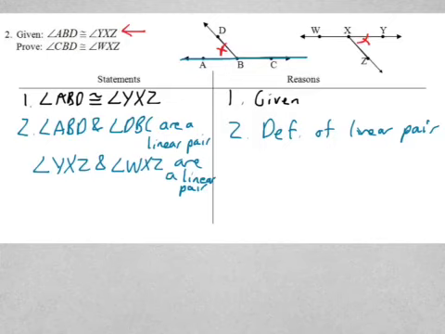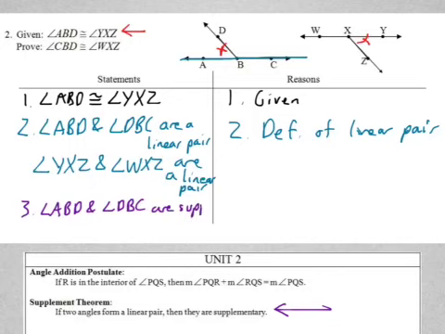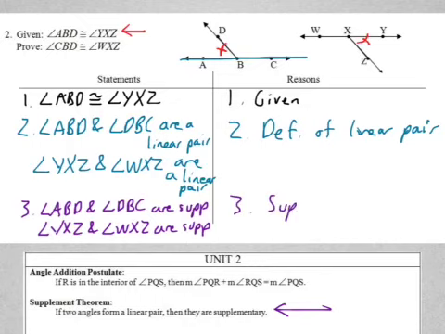Okay, now we know that linear pairs are supplementary. That's where we can pull in that they're supplementary. We can use the supplement theorem, which says if two angles form a linear pair, then they are supplementary. Okay, so then I could write angle ABD and angle DBC are supplementary. And I can also write the angle YXZ and angle WXZ are supplementary. And my reason for that is the supplement theorem. Okay, we are almost there.